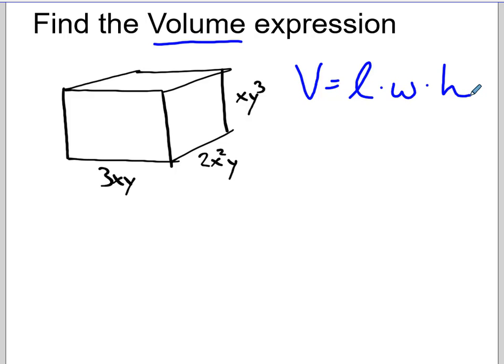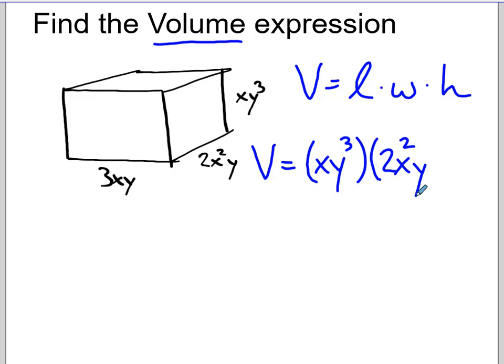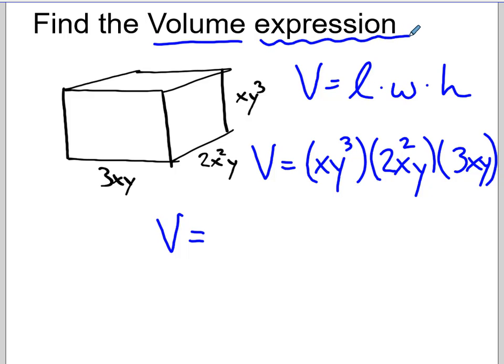So if we look at this expression, we have a bunch of algebraic terms. Again, the order doesn't really matter. We just need to get all 3 of them to be multiplied together. Okay, so whether you call the 3xy height, width, or length, it doesn't matter. So we can't actually solve this for a number answer, but we can solve for an expression, which is why the question asked for an expression.